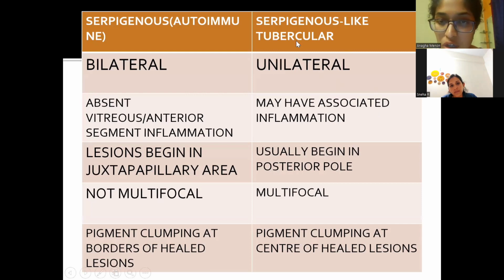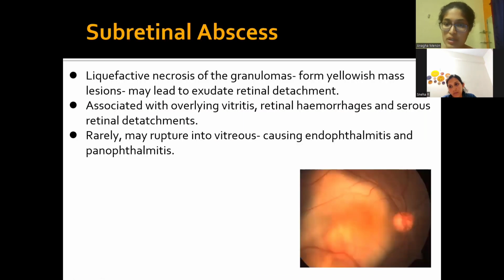Serpiginous-like tubercular choroiditis can be unilateral, there can be associated inflammation, and they are multifocal. But if you're talking about your autoimmune, they will be affecting both eyes. Okay, so that is one thing that you have to keep in mind.